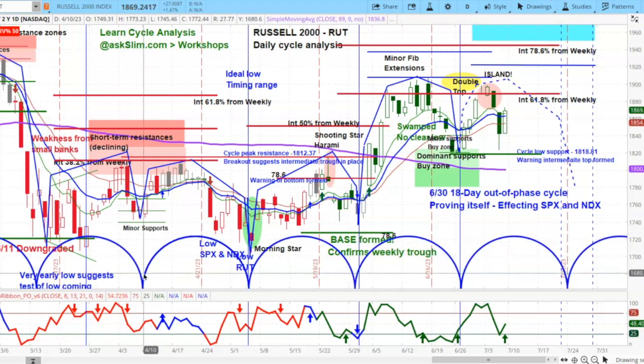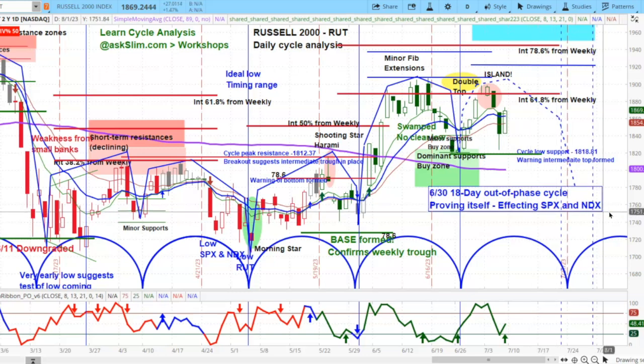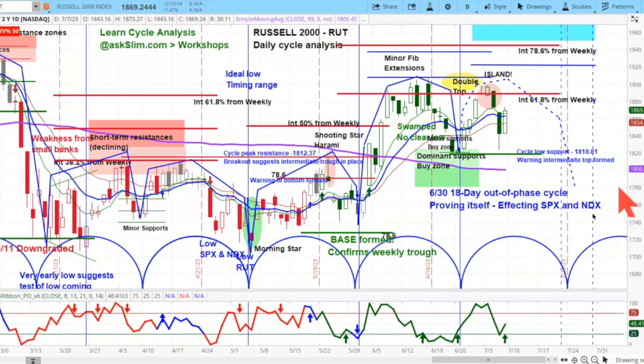This is the cycle bracket on the bottom. Now, this 18-day cycle is out of phase with the S&P 500 and the NASDAQ, and it is affecting those, and I'll show you that. So you can see the beautiful cyclical rhythms right in here, that cycle low here and the cycle low here.